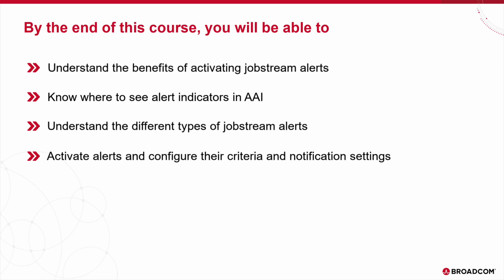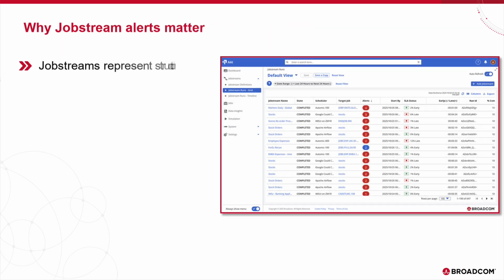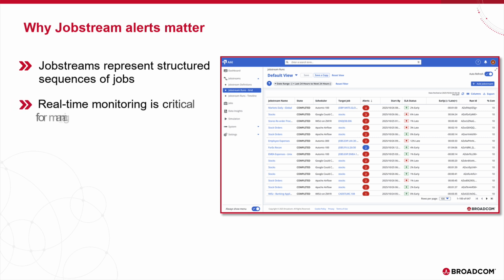Let's now explore why Jobstream Alerts matter in managing your workload. Job streams in AAI represent structured sequences of jobs that collectively fulfill a business process, like end-of-day Forex reports or global SWIFT transactions. Often, these job streams can be part of broader workflows like daily reconciliations, where real-time monitoring is critical. That's where Jobstream Alerts come in.